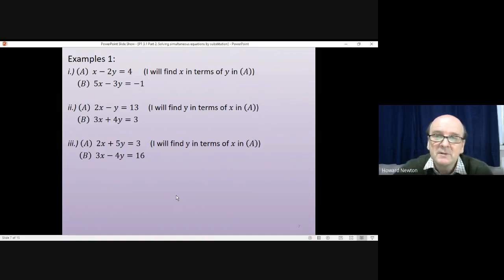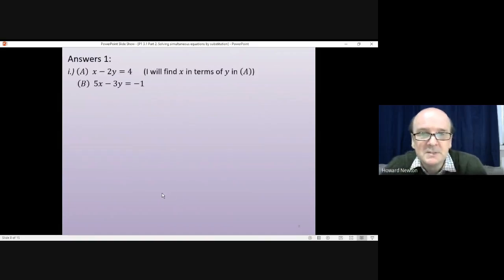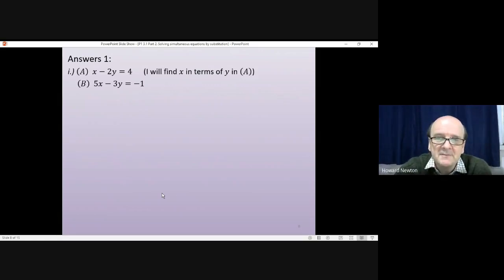Okay, we'll have a look at these together. So the first question is that, and I've said I'm going to use equation A to find x in terms of y. Well, that is easily done. I just need to move the minus 2y to the other side, and I'll get x equals 4 plus 2y.